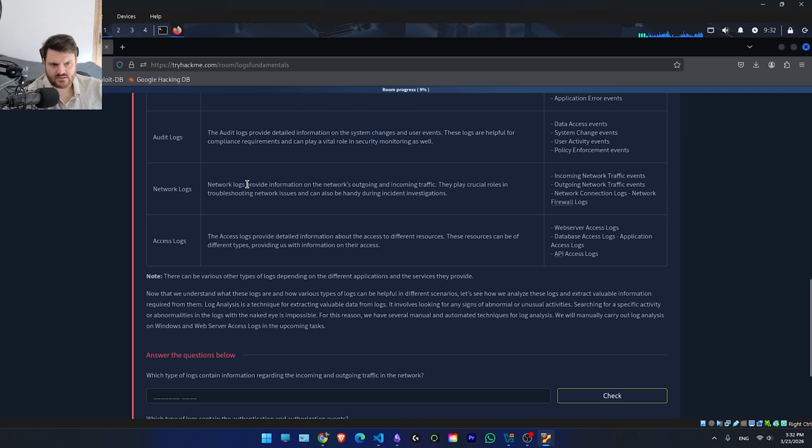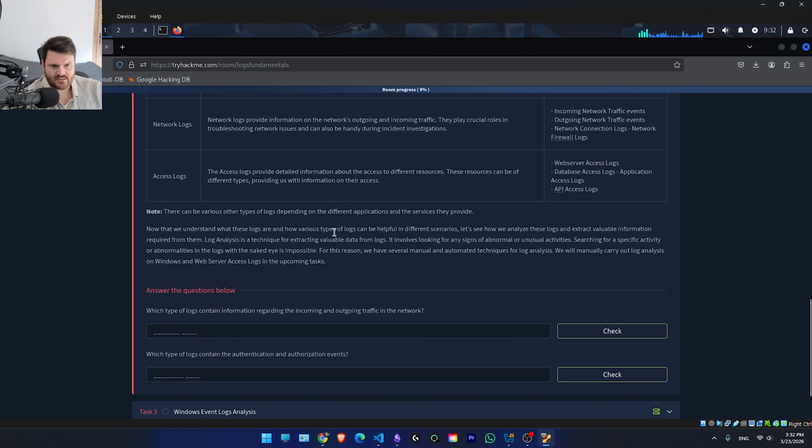Network logs. Network logs provide information on the network's outgoing and incoming traffic. They play crucial roles in troubleshooting network issues and can also be handy during incident investigations. Events that will trigger network logs: incoming and outgoing network traffic events, network connection logs, network firewall logs, and so on.